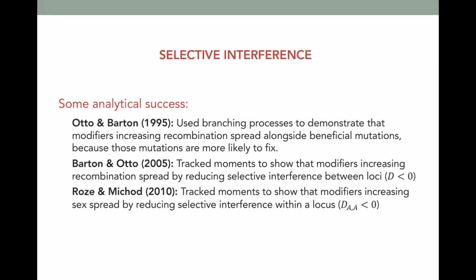And by increasing the fixation rate of beneficial mutations, releasing them from that selective interference, the modifiers hitchhike alongside in frequency and rise and increase the amount of sex and recombination in the population. In other approaches, we've used moment-based methods to show how negative linkage disequilibrium develops in the presence of finite sampling and drift within populations, and how that comes to impede adaptation.